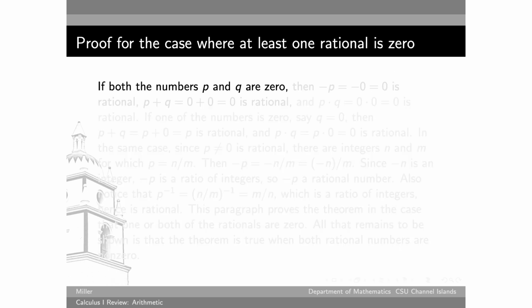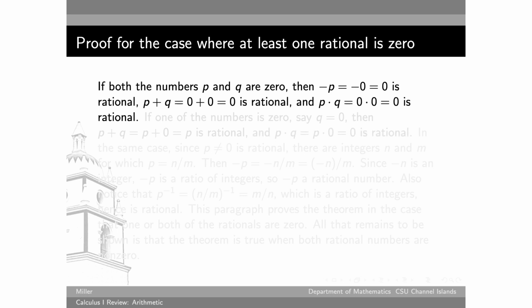So consider the case where both the numbers p and q are 0. Then negative p is negative 0, which is 0, and that's a rational number. P plus q is 0 plus 0, which is 0, is also rational. And p times q, which is 0 times 0, which is 0, is also rational. So all three of those numbers in the theorem statement I've just shown are rational numbers if both p and q are 0. Now, what if one of the numbers is 0 and the other is not?